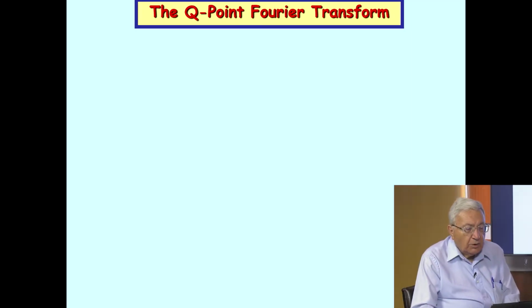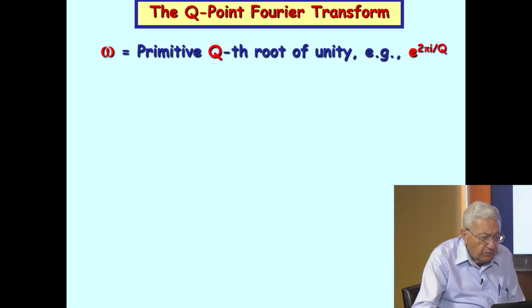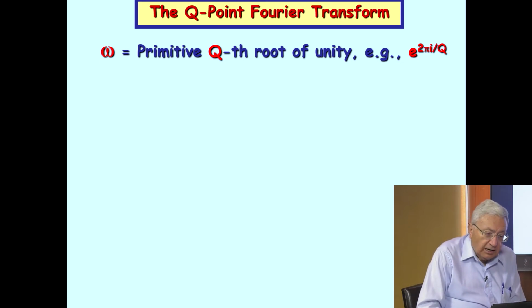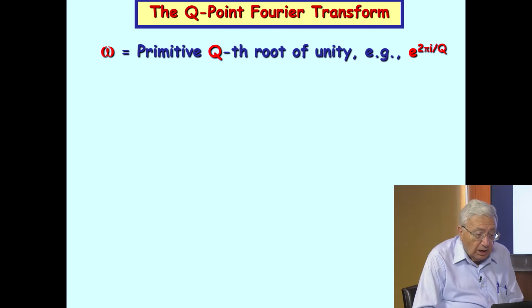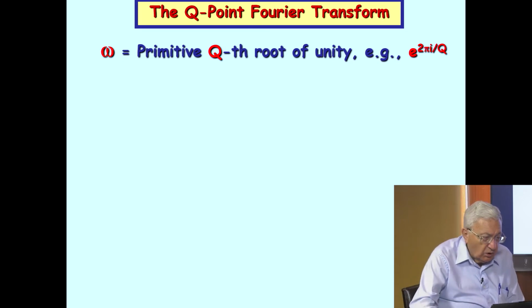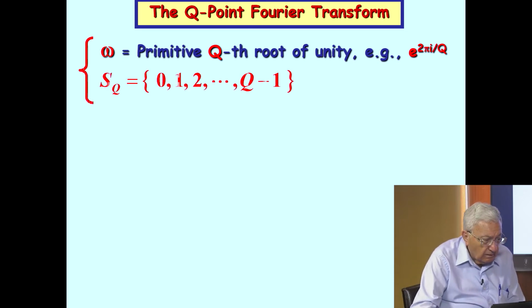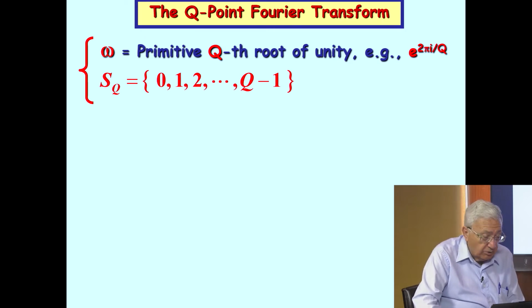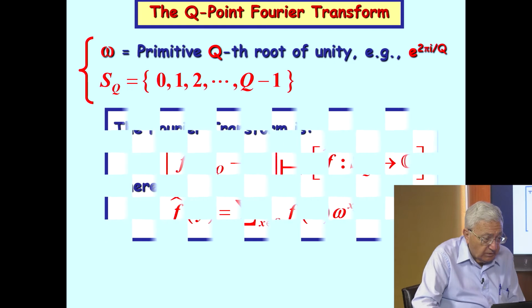Now we'll apply the q-point Fourier transform. Let omega be a primitive qth root of unity, which is the exponential of 2 pi i divided by our integer q. And of course, we have the set S_q of integers from 0 to q minus 1.